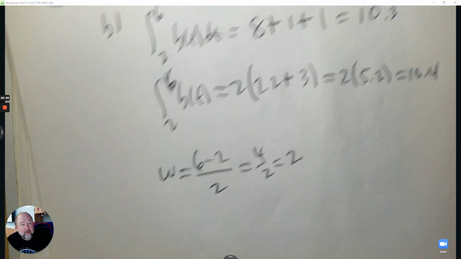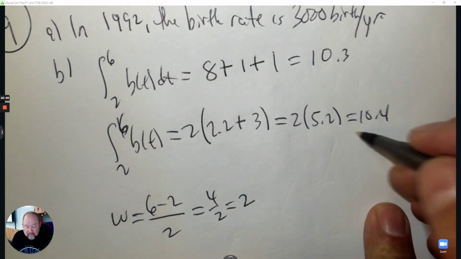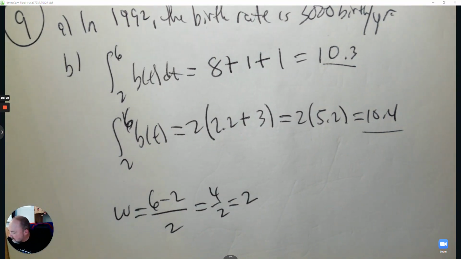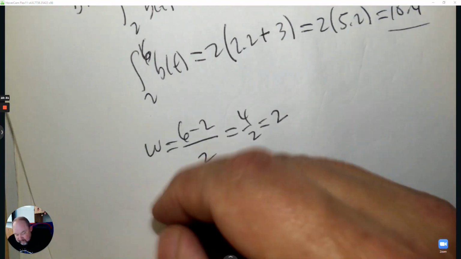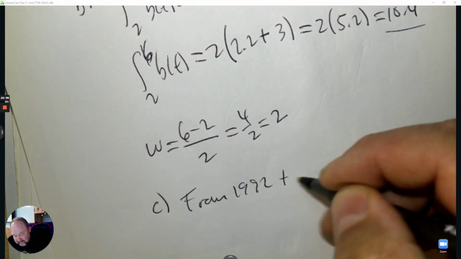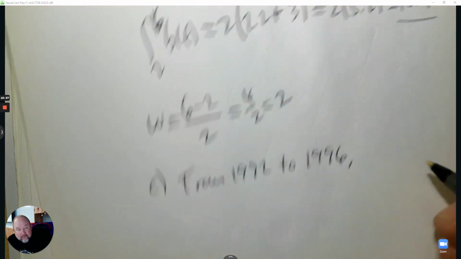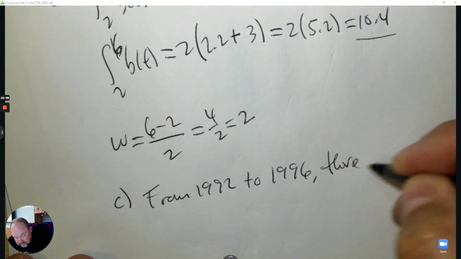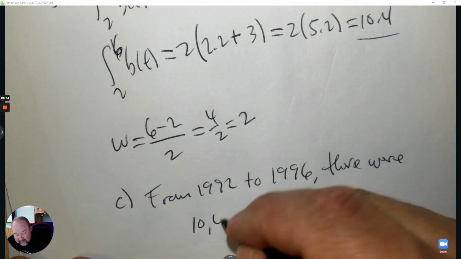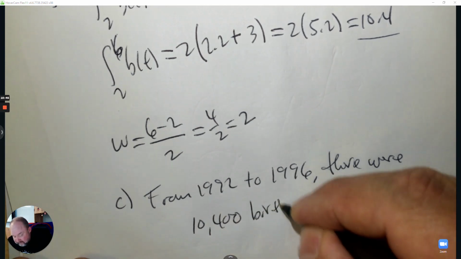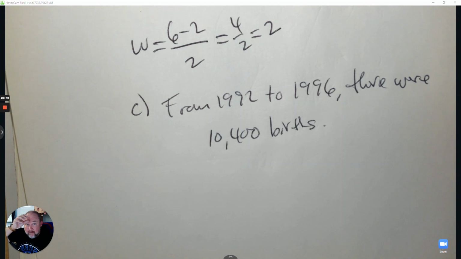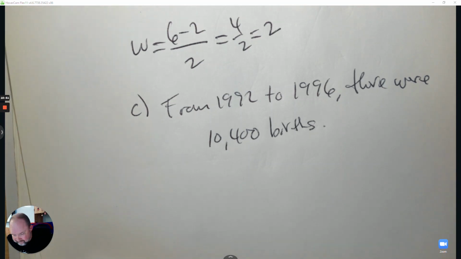All right, pretty close, right? This is a Riemann sum, and the other is what I just did by looking at the shapes. Part C says write a sentence. What does it mean? What are the years? From 1992 to 1996, how many births were there? There were 10.4 thousand, or 10,400 births, because it's in thousands. So it's no longer a rate when you integrate.